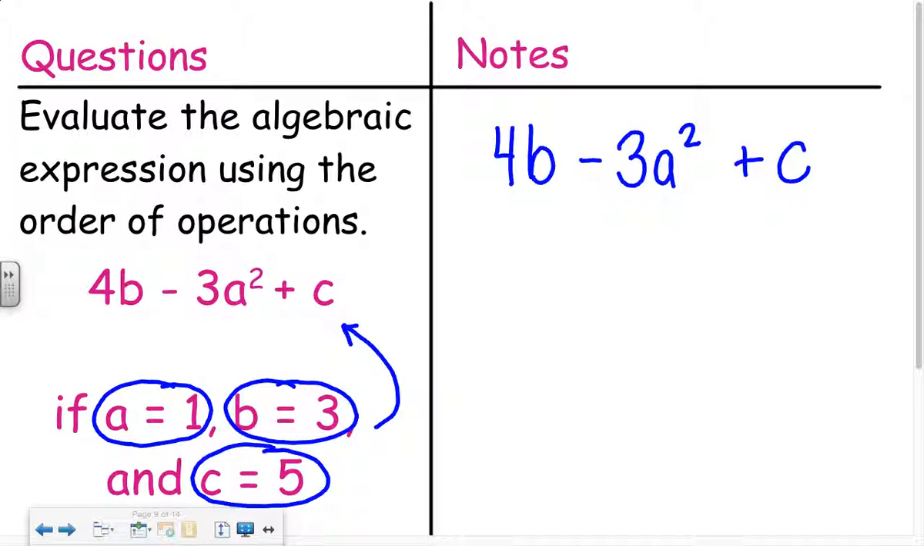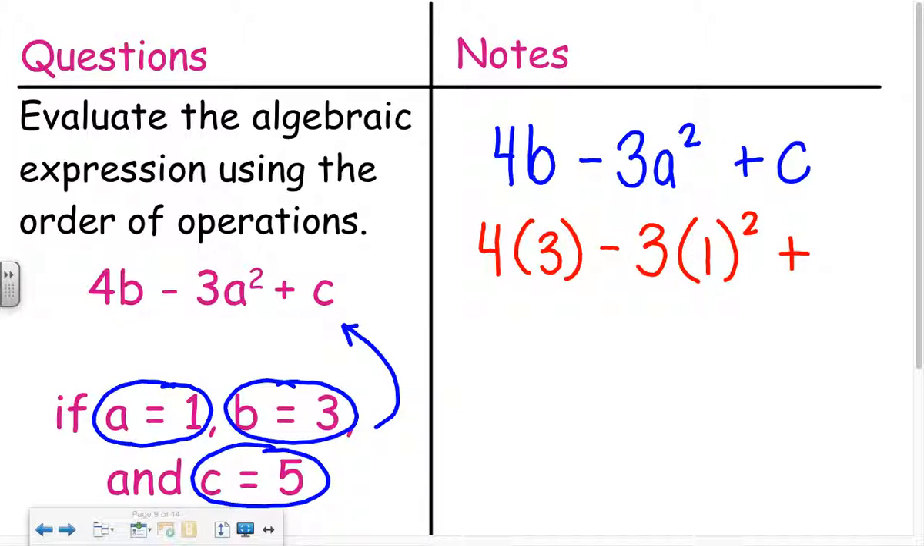Then I take my variables and replace them with numbers. Instead of writing b, I'm going to write a 3. I'm going to replace a with 1, and I'm going to replace c with 5. Then I'm going to do PEMDAS to get my answer. I do have parentheses on this problem, but I just have a 3 in parentheses and a 1 in parentheses. Since I just have one number in both of those parentheses, I don't need to do anything else with them. So I'm going to move on to the next letter, which is E, exponents.